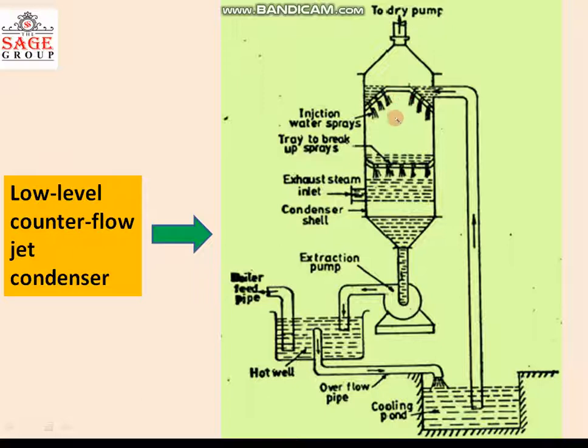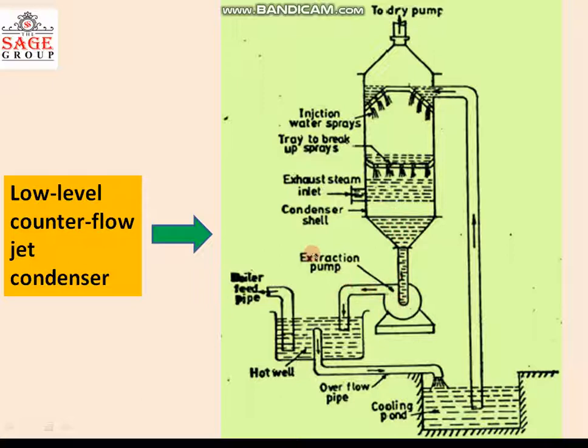So this water is coming from top to bottom, and the steam is coming from bottom to top. So there is the mixing of these two fluids, and this cooling water will condense the steam, and the steam will be condensed here in this section. So this is the condenser cell.